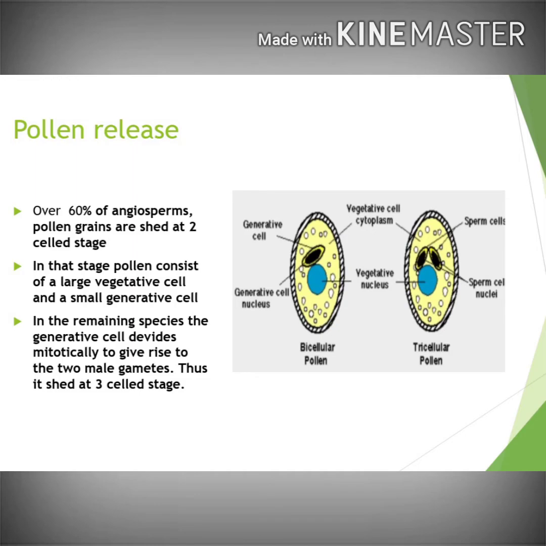In around 60% of angiosperms, pollen grains are shed at a two-celled stage. In that two-celled stage, a pollen consists of one vegetative cell and a small generative cell. But in the remaining species, the generative cell divides mitotically to give rise to two male gametes. In that condition, the pollen consists of three cells. What are the three cells? One vegetative cell and two male gametes.